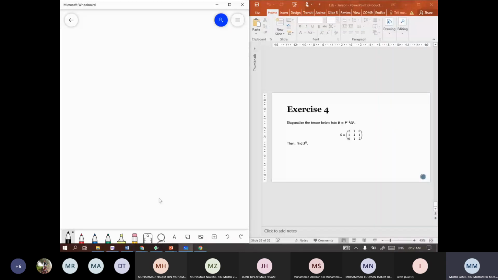Okay, so today we will discuss the exercise from last week's topic, which is about how to find eigenvalues and eigenvectors. So actually we will discuss exercise 3 and also exercise number 4. Basically they are the same question, okay? But exercise 4 requires you to diagonalize the matrix. Okay, so let's try to do this.